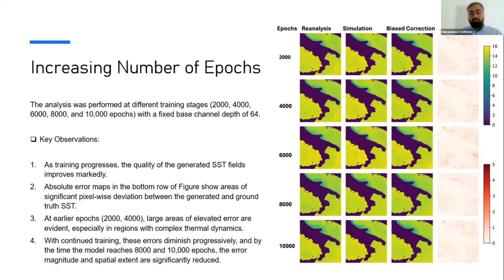Also, it's difficult to analyze with the naked eye on this slide, but the error is very small, so that is why it is not that significant. But with the metric calculation, we can prove this. With continued training, the error diminishes progressively, and by the time the model reaches 8,000 to 10,000 epochs, the error magnitude and spatial extent are significantly reduced. So the point is that if we have a memory constraint, we can increase the number of training steps, and we can still achieve good output accuracy.